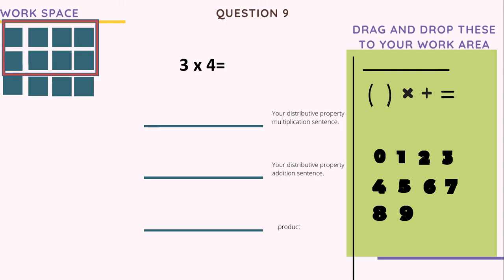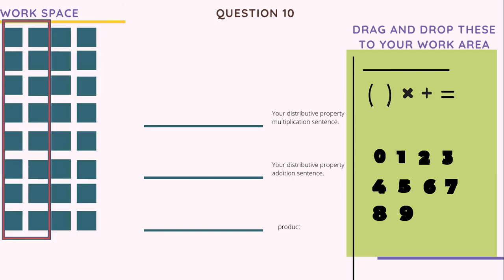All right, next up, you have the problem 3 times 4. Use your strategies of distributing to write out your multiplication sentence, your distributive addition sentence, and the product. All right, and last but not least, here you need to figure out what your original multiplication sentence was. Then write your distributive multiplication sentence, your distributive addition sentence, and then provide the product.